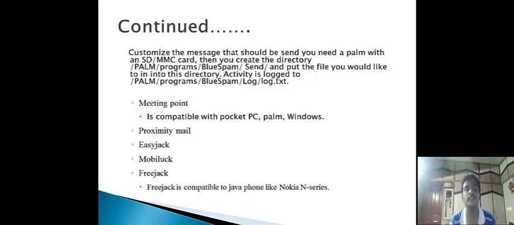You need a PAM with an SD or MMC card. Then we create a directory and put the file you'd like into this directory. Activities are logged to PAM programs blue spam log.txt. This is how it is done. And Meeting Point checks whether it is compatible with Pocket PC, Palm, Windows. Another one is Proximity Mail. Then EasyJack, MobileJack, FreeJack. FreeJack is compatible with Java phones like Nokia and supports only such kinds of devices, that is, Java enabled phones.